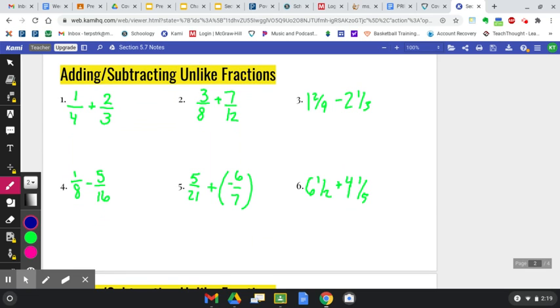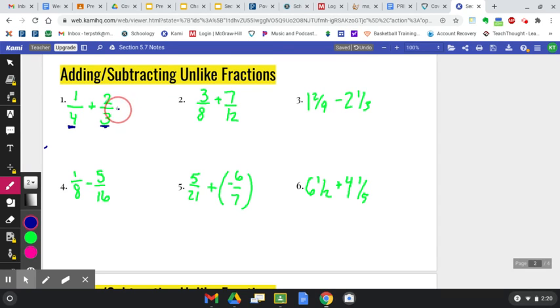So let's look at some examples, and this should be somewhat review. The first thing I want to do is find the least common multiple, or the least common denominator, between 4 and 3. I could start by listing out 4, 8, 12. Well then it's 3, 6, 9, 12. So I know that 12 is the least common multiple.